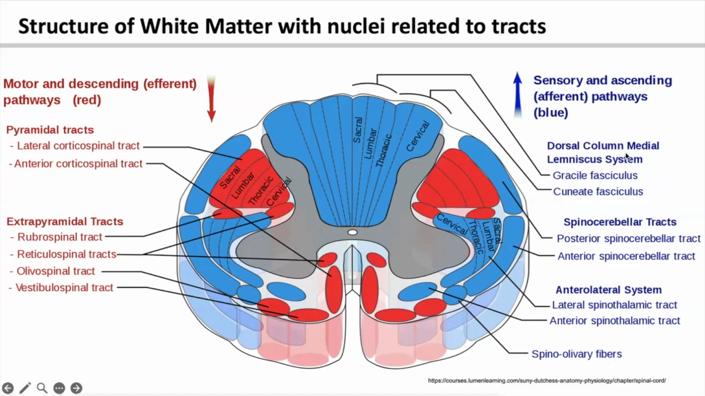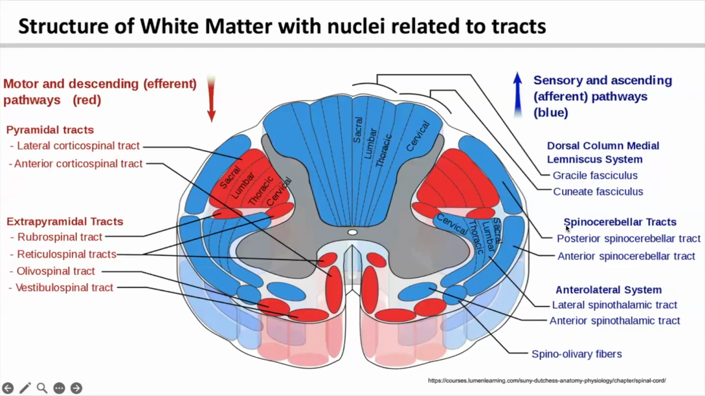Then we go into the dorsal column medial lemniscus system. They are of two types. One is the gracilis and the other is the cuneate. The gracilis is for fine touch and vibration, and it receives information from the lower part of the body. The cuneate is also for fine touch and vibration, but it receives information from the upper part of the body, as you can see here, cervical and thorax, and the gracilis receives it from the sacral and lumbar region.